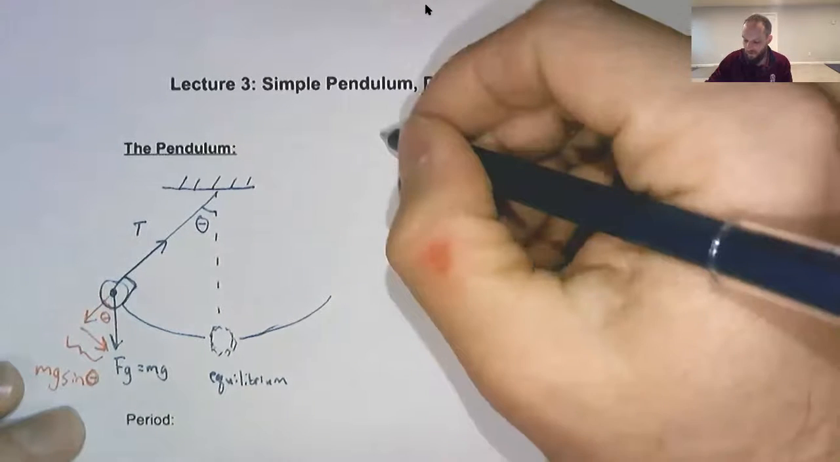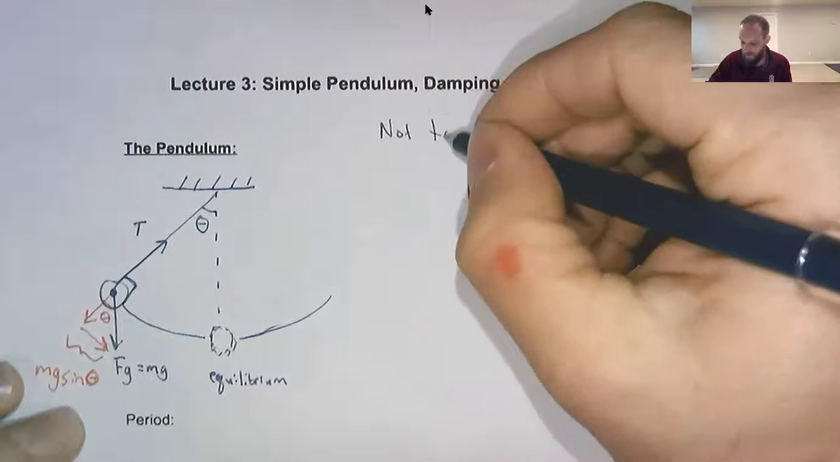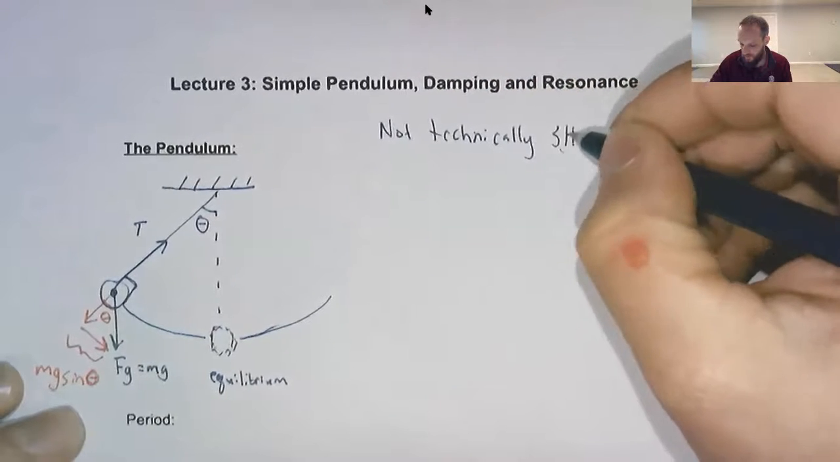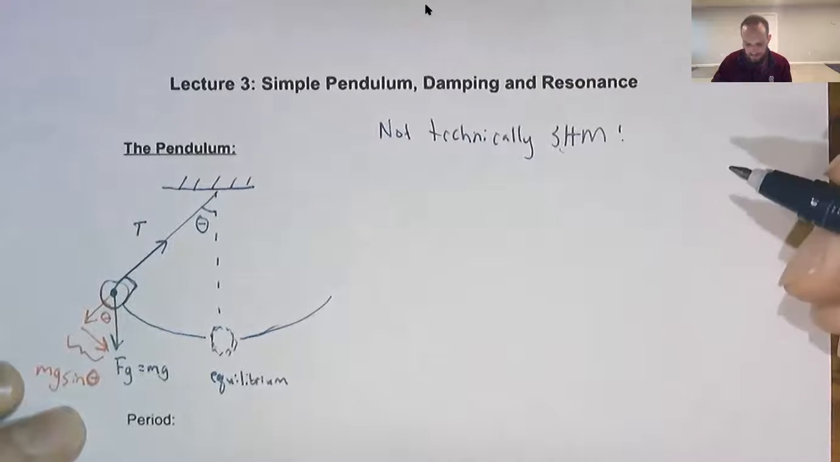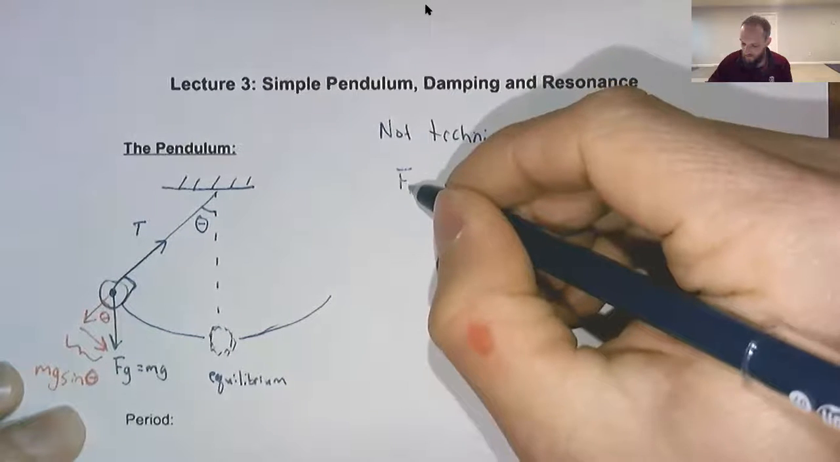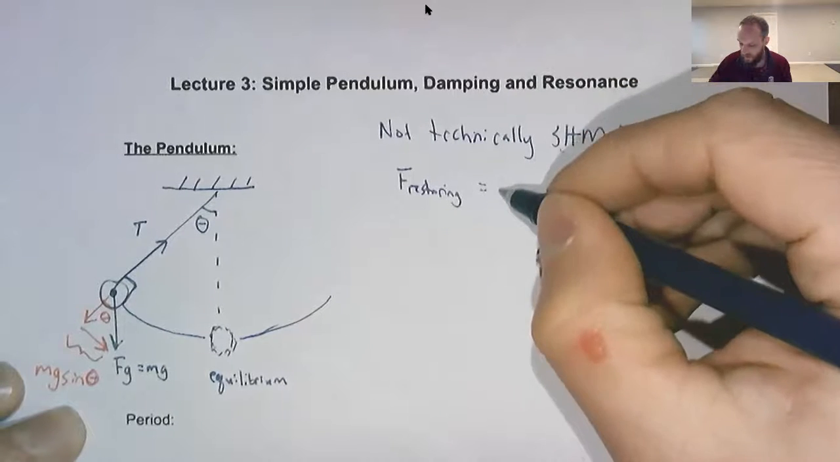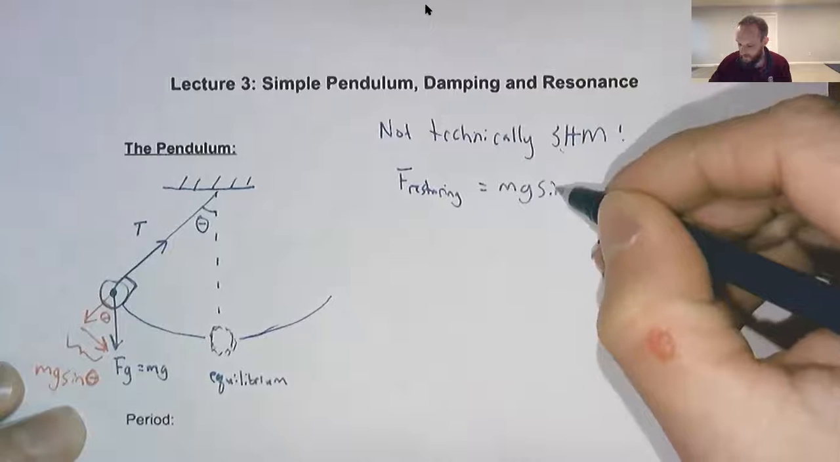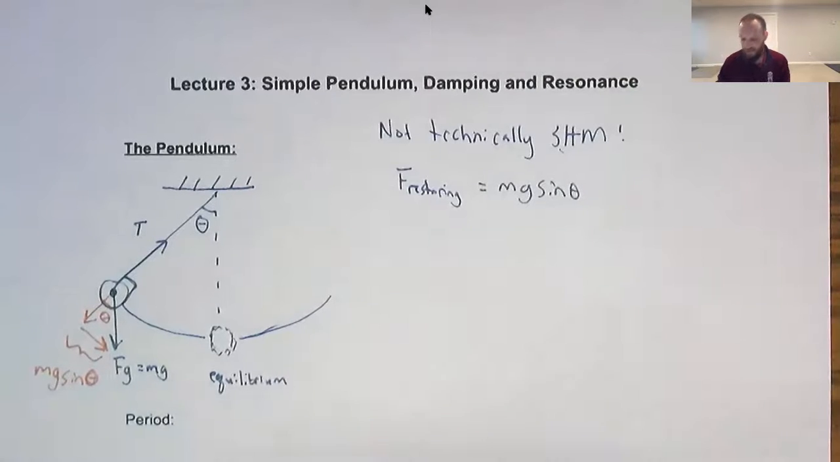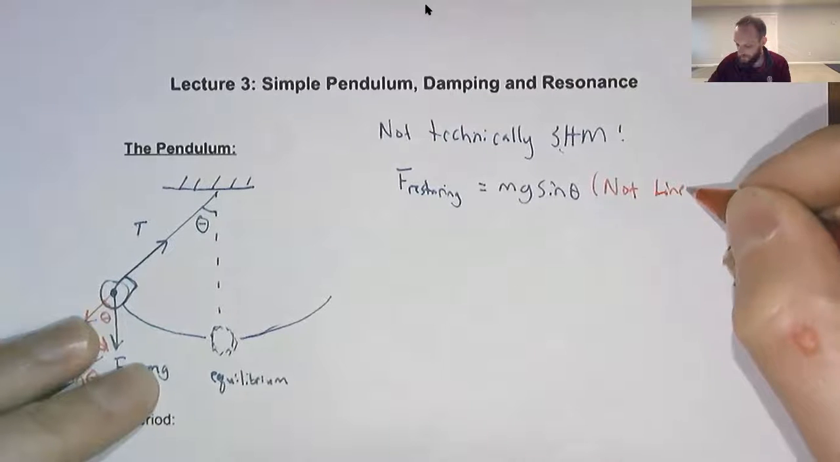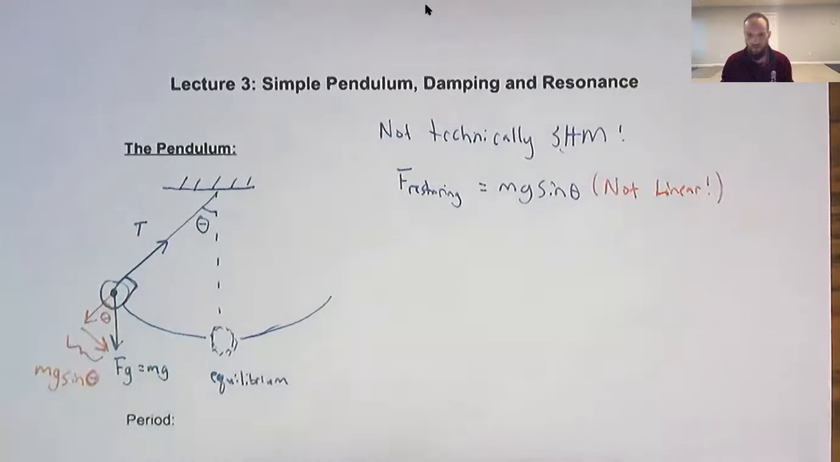So one important thing to recognize about the pendulum is it's not technically simple harmonic motion. It's just going to be an approximation. It does have a restoring force pulling it back to equilibrium, which is why it oscillates, equal to a component of gravity, mg sine theta. And the reason it's not simple harmonic motion is this is not a linear equation. If you double theta, how far back you've pulled it, you're not going to double the amount of force. It ends up being a sine relationship.